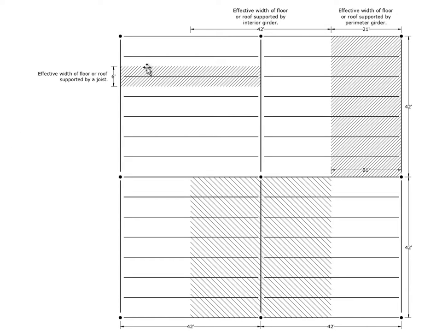So you'll notice the width of the floor area, or the floor strip, which is carried by this joist, is 6 feet, and likewise this joist will have a 6 foot floor area associated with it. This perimeter girder supports halfway over to the next girder, so it supports a width of floor that's 21 feet wide and, of course, 42 feet long. In the case of this interior girder, it's spanning halfway to each of the adjacent girders, or in other words, it's supporting a width of floor that's 42 feet.